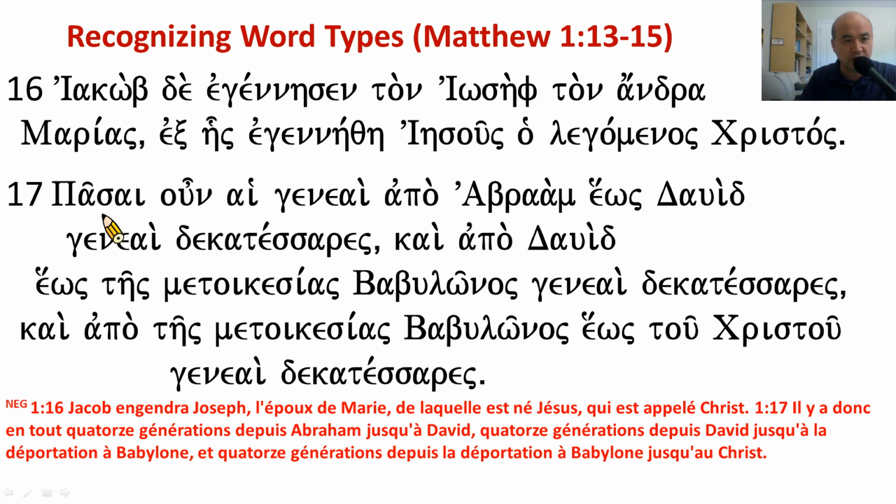One more verse, 17. I won't explain too much in this verse. Pasai hai geneai apo Abraam heos David. Here you have hai again, non-inflectional, and apo non-inflectional. Heos non-inflectional. Again, kai, apo, heos, all these are non-inflectional. So you have to simply memorize them. That's it. There's no better way, okay?